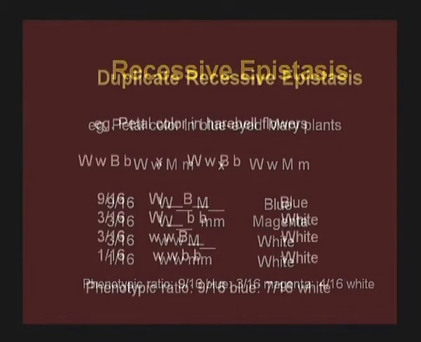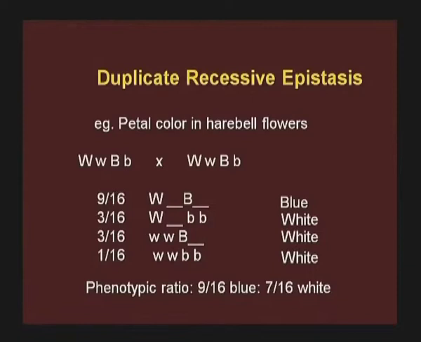The duplicate recessive epistasis also governs petal color in the hairbell flower, and the colors visible are blue, white, white and white as per the various combinations of dominant and recessive alleles.